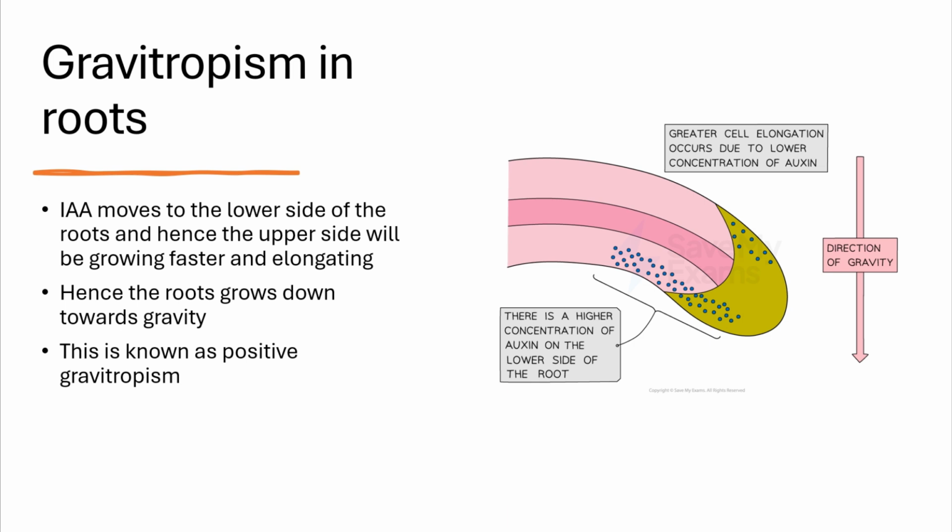So IAA moves to the lower side of the roots, hence the upper side will be growing faster and elongating. So it's going to move to the bottom side of the root, same as in the shoot. However, because it inhibits cell elongation on whatever side it's on in the roots, it's going to inhibit it on the bottom, which means that the top is going to grow faster. So therefore, it's going to go down into the soil, which is what you need. So this is called positive gravitropism, because it's moving down in the same direction as gravity.